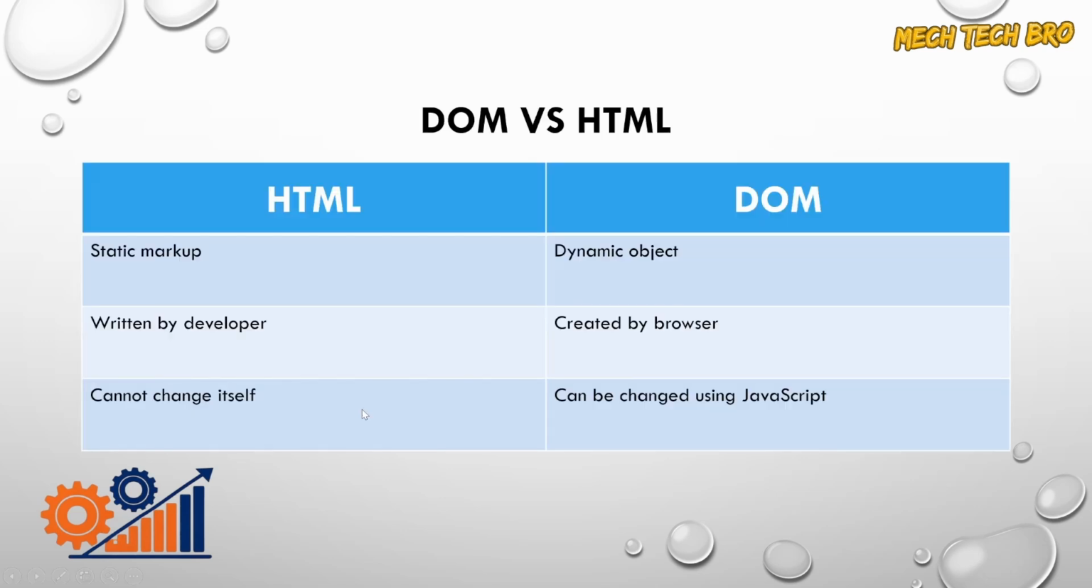This slide is about DOM versus HTML. DOM is nothing but Document Object Model, and HTML is HyperText Markup Language. As you guys can see here, HTML is a static markup language and DOM is a dynamic object model. HTML is written by a developer and DOM is created by a browser. HTML cannot change itself, and DOM can be changed using JavaScript. Okay, keep that in mind. Now let's move to the next slide.